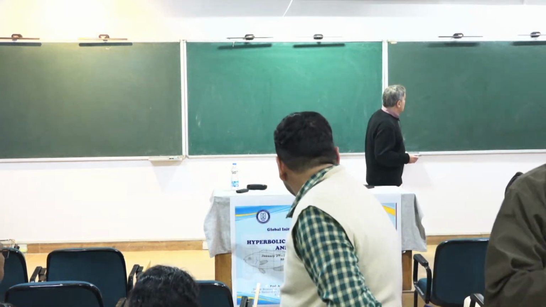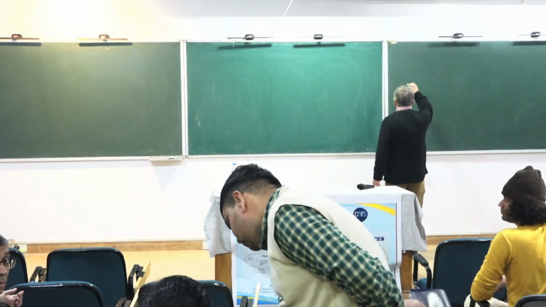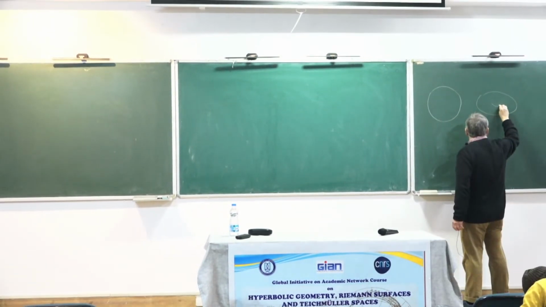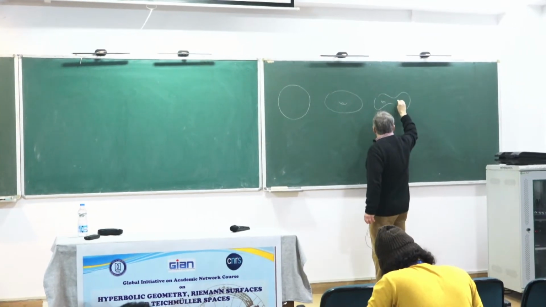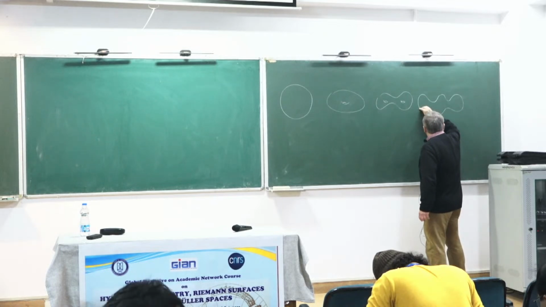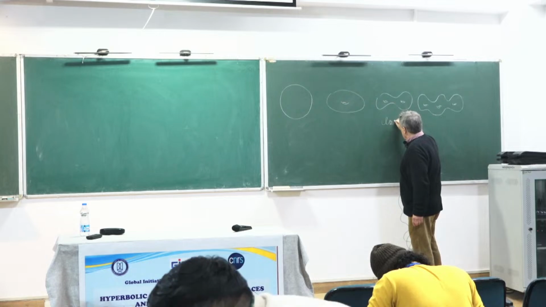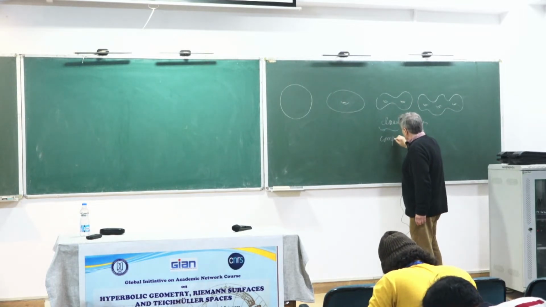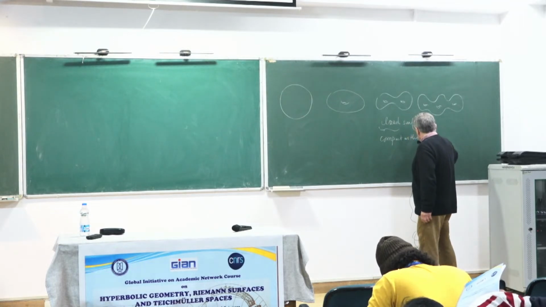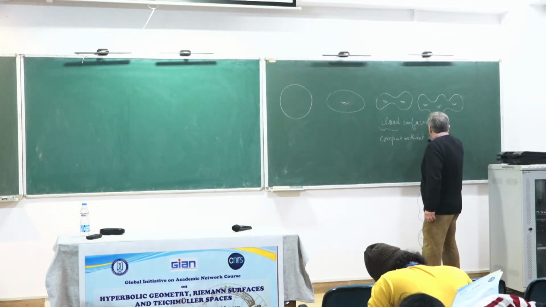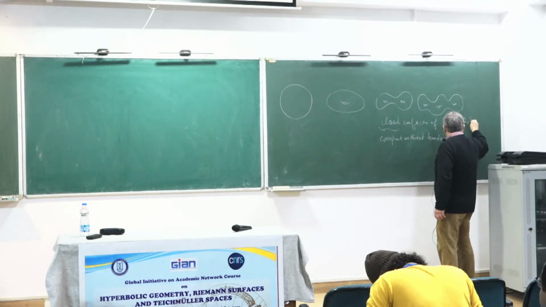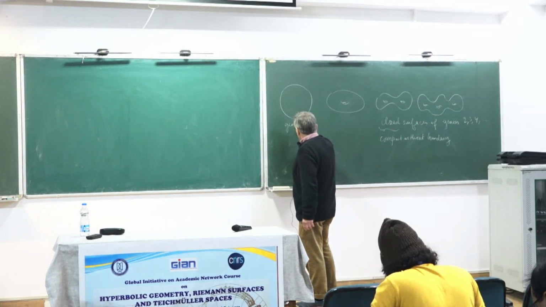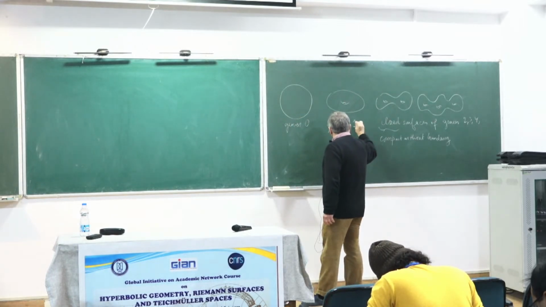Okay, so I have a few remarks on something we said last time. So we said that we have the sphere. We have the torus, and then we have these closed surfaces. Closed means compact, without boundary, of genus 2, 3, 4, and so on. This is a closed surface of genus 0. And this is a closed surface of genus 1.